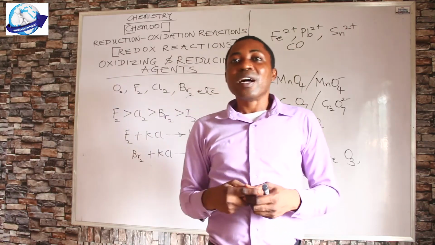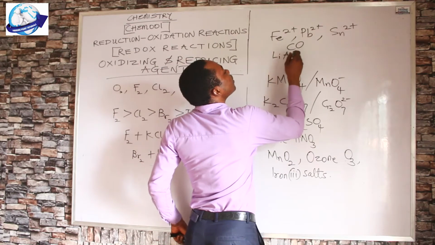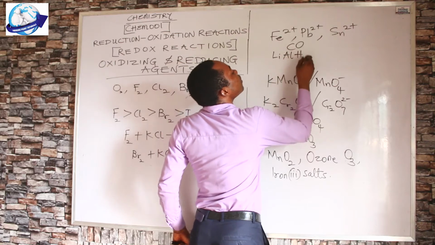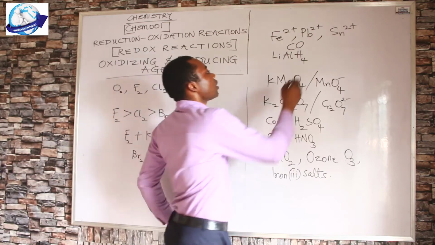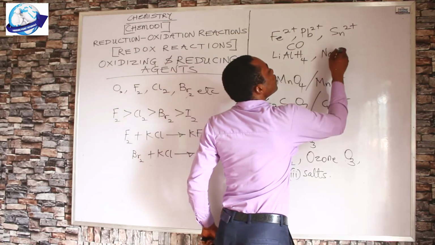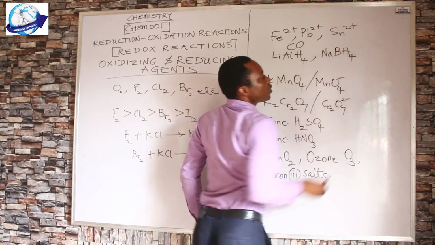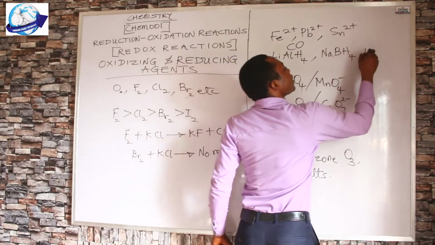And we also have the compound lithium tetrahydroaluminate(III), which is LiAlH4. We also have sodium tetrahydroborate(III). Right now we have this one too. It's another reducing agent. We also have hydrogen sulfide. Hydrogen sulfide is another example.